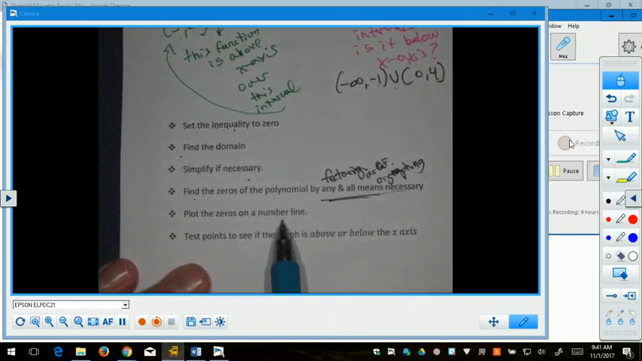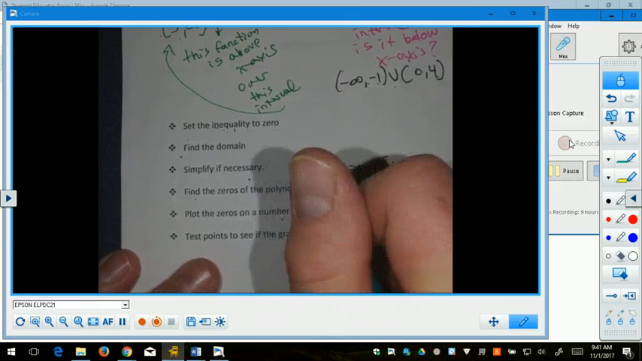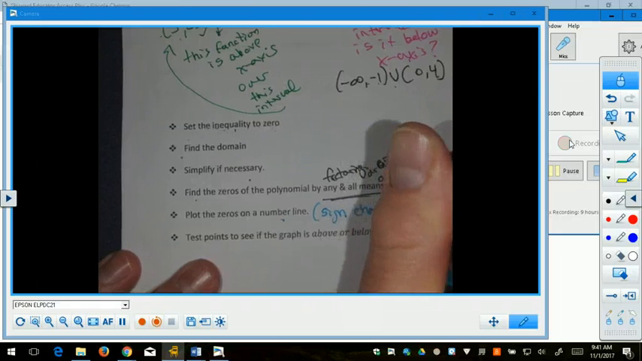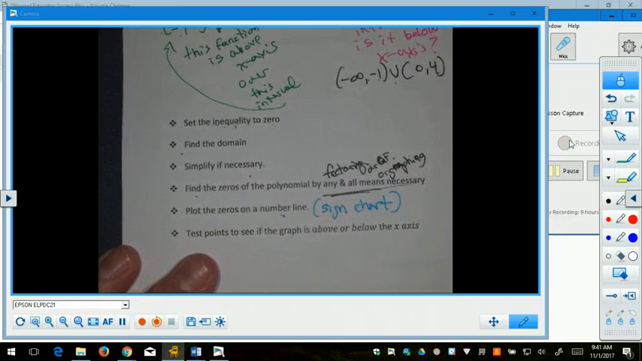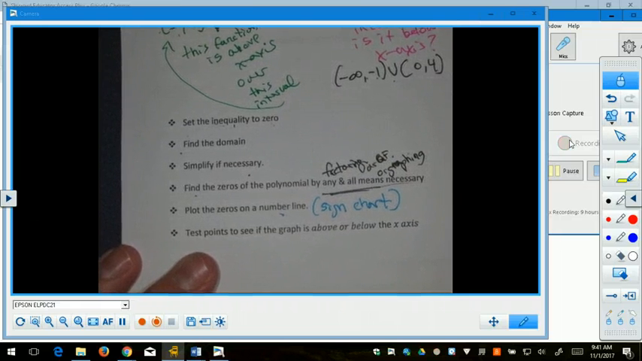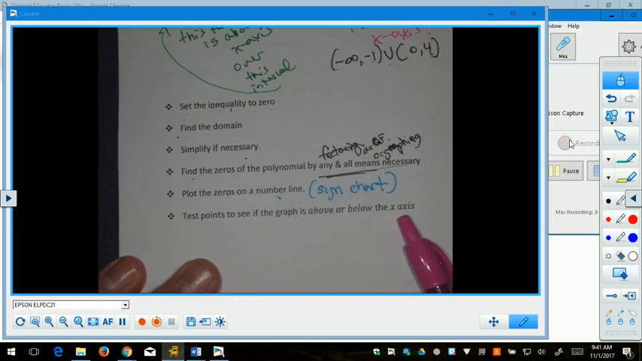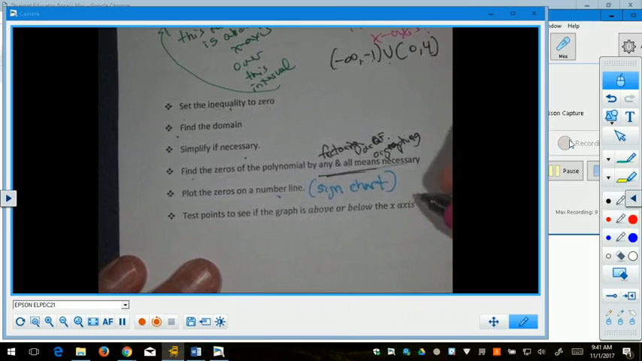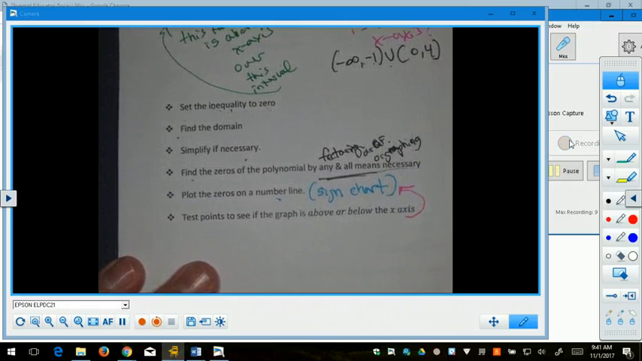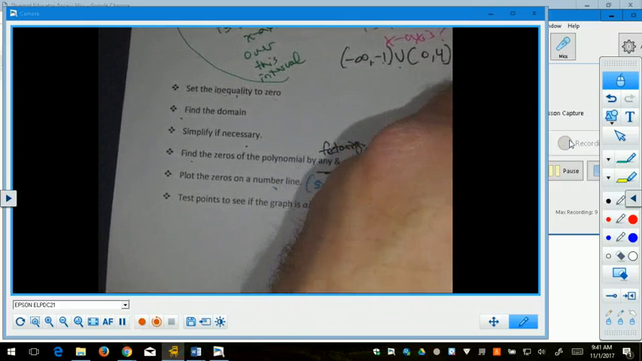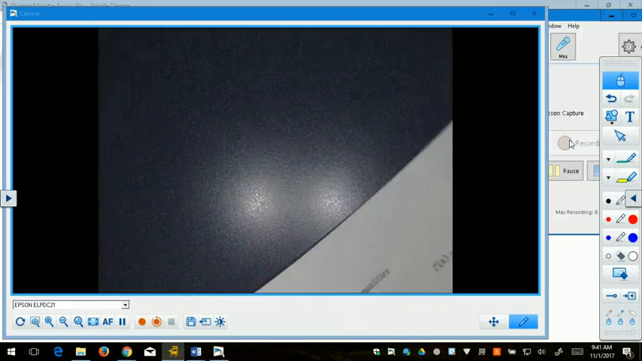Plot the zeros on the number line, which I call the sign chart. I don't even make mine a number line. I just put them in correct order, lowest to highest from left to right. And then test points to see if the graph is above or below the x-axis. Again, that's going to be part of what we call a sign chart. So we're going to go to the next page to go through these steps as we solve a couple of these.